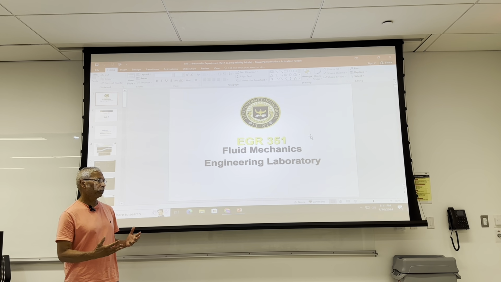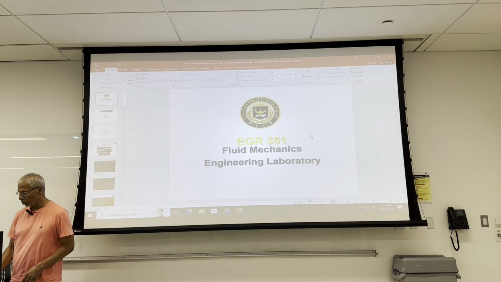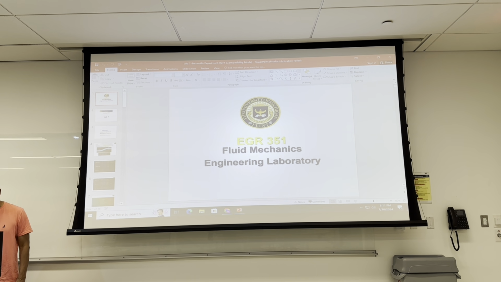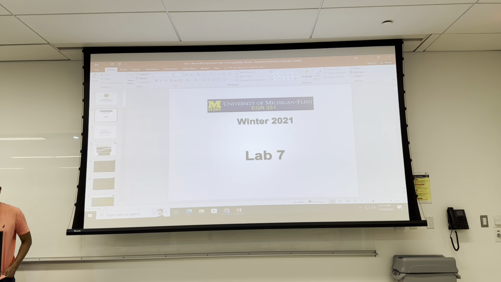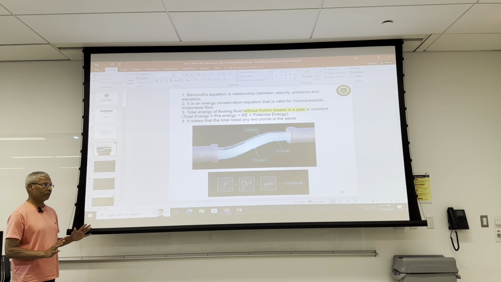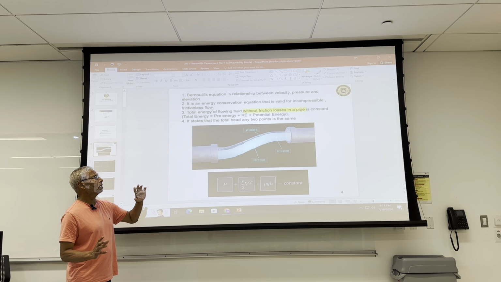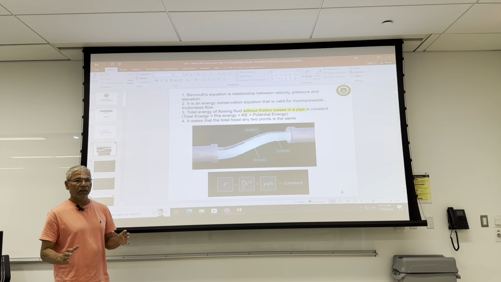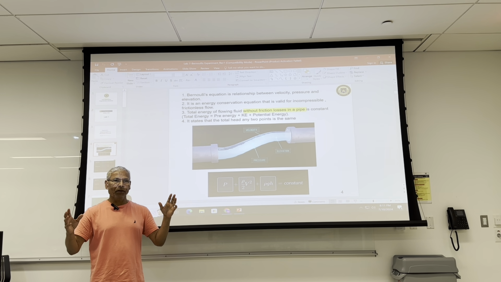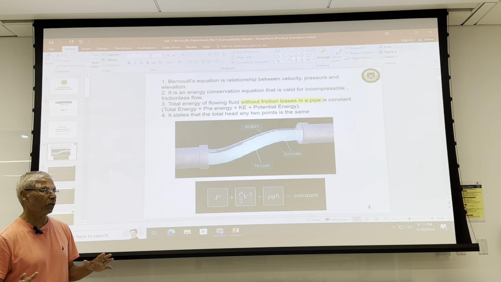So to do that, we need to go back and revisit Bernoulli's theorem one more time here, very quickly, only a couple of formulas we're going to go through. Let's understand what Bernoulli said. There are four statements. The equation is the relationship between velocity, pressure, and elevation. So as the fluid is flowing through, this is the relationship between elevation, velocity, and pressure.